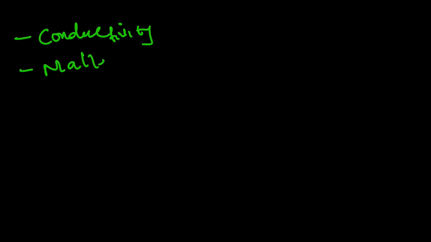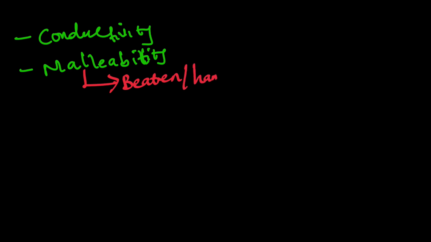Another is malleability. What exactly is malleability? Can you try? Okay, now when they talk about malleability, they're talking about the ability of a metal to be beaten into shape, or hammered into shape. Hammered into what? Into shape.